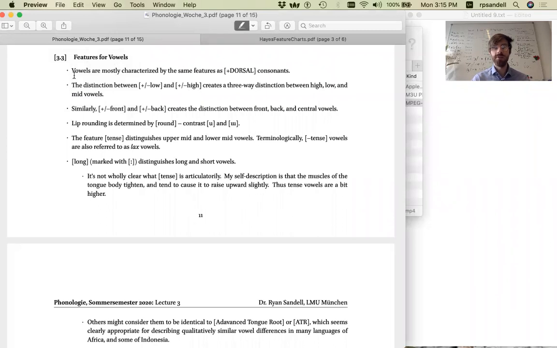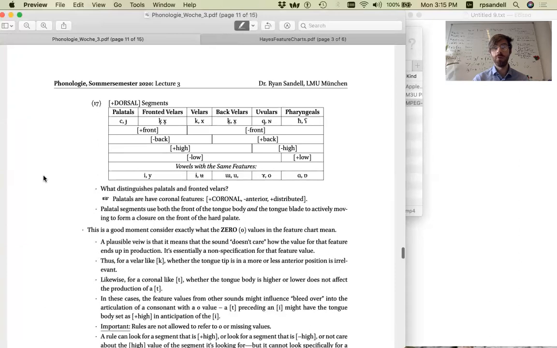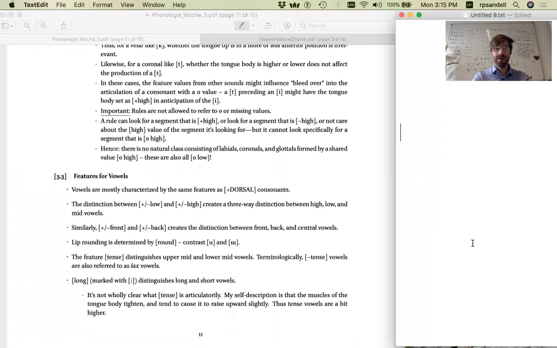So as I mentioned previously, vowels are essentially characterized by the same features as the dorsal consonants. The main features that we need are front, back, high, and low to identify the formation of most possible vowels. So when we have these two sets of binary distinctions, then we are able to easily create a three-way distinction between high, low, and mid vowels.